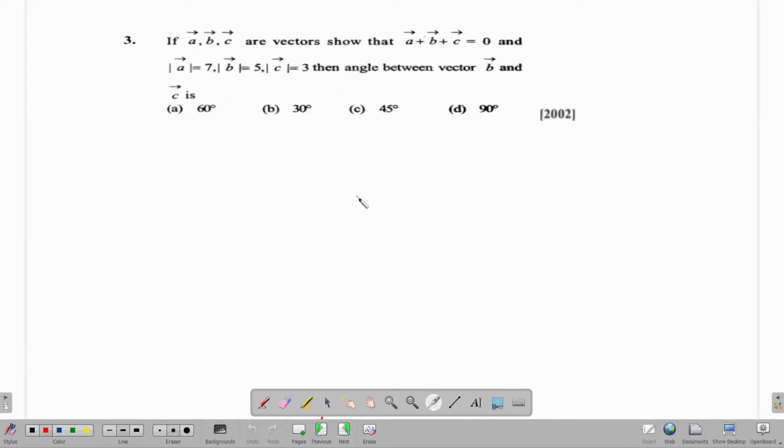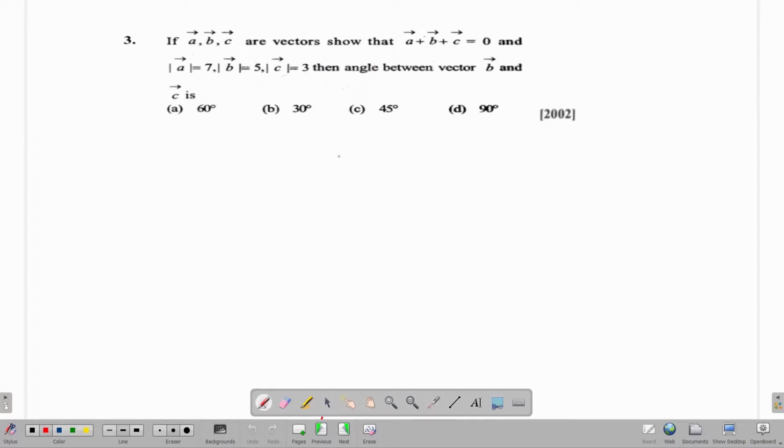Now next, in this question, A, B, C are 3 vectors, and A plus B plus C is equal to 0. Further, mod A is 7, mod B is equal to 5, and mod C is equal to 3. These 3 quantities are given to us. And we have to find the angle between B and C.